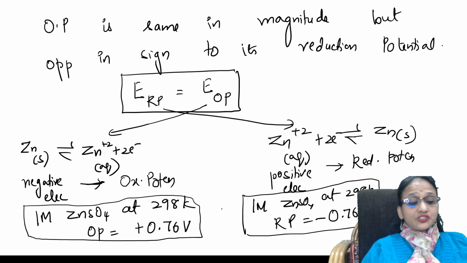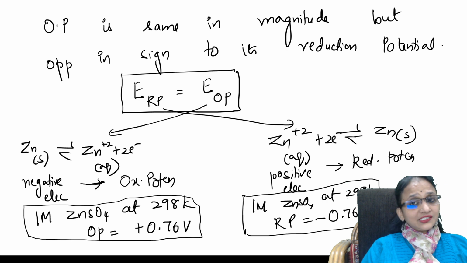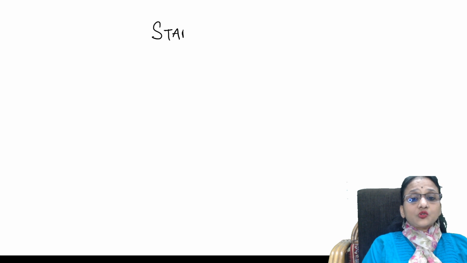Only the sign convention. So simple. So when your teacher or somebody asks you what is meant by electrode potential, it is clear. Oxidation potential is clear, reduction potential is clear. Now the important thing, we have to learn about a concept called standard electrode potential.